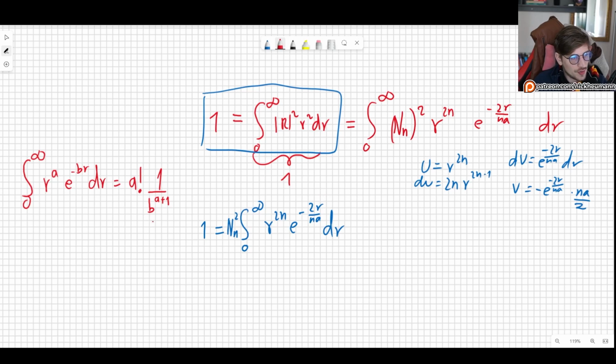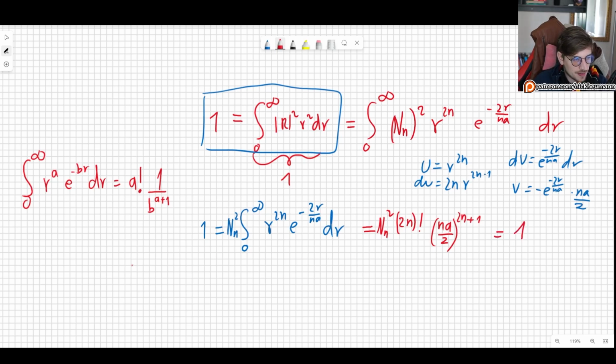Okay, so using that formula here, in this case, a is 2n and b is 2 over na. So that means a factorial is simply going to be 2n factorial. Of course, keep in mind, we still have this n squared. And then we have 1 over b to the a plus 1. But b is 2 over na, so 1 over b is going to be na over 2. And this is to the power a plus 1. But again, what is a? a is 2n, so this is simply 2n plus 1. There we go. And this, of course, has to be equal to 1.